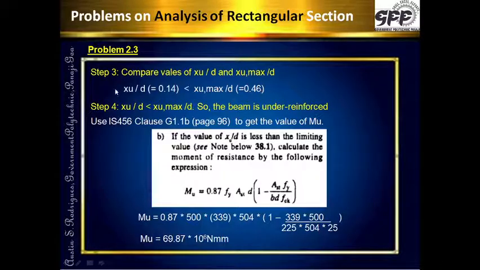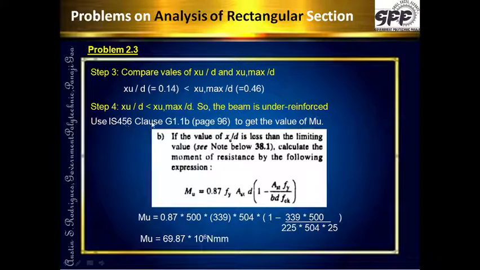What is the inference? Step number 4. XU by D, the actual depth of neutral axis, is less than XU max by D, the limiting depth of neutral axis upon the effective depth. So the beam is under reinforced. As in the previous cases, this beam is also under reinforced. What is the conclusion of this?